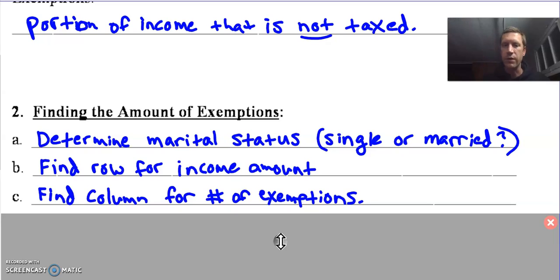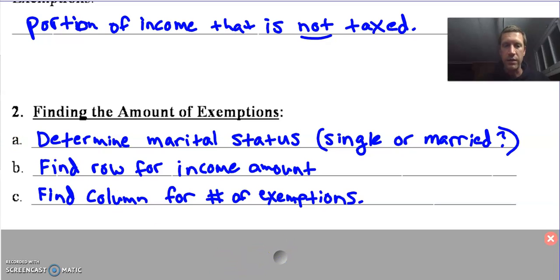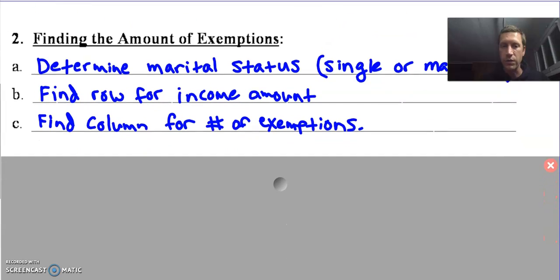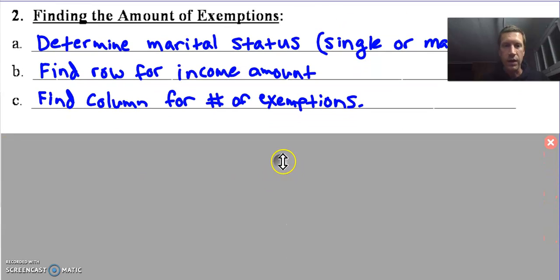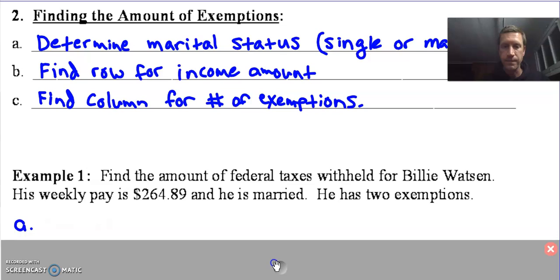Essentially, you get an exemption for every person that you are responsible for, like financially. So you count yourself as an exemption. If you have some kids or a spouse, all those count as an exemption for you. So we find the column, and we're simply going to find the dollar value on the chart.